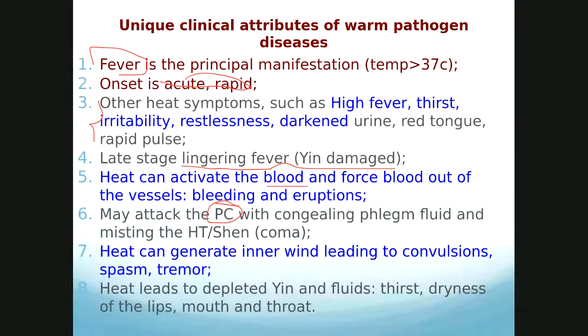So spasm, convulsion, tremor are usually correlated with high temperature in children. Heat can cause injury or damage to the body fluid and yin. So thirst, dryness, chronic complaint, or dehydration are quite severe conditions correlated with high temperatures. So these are common terms from the pathology learned a long time ago.